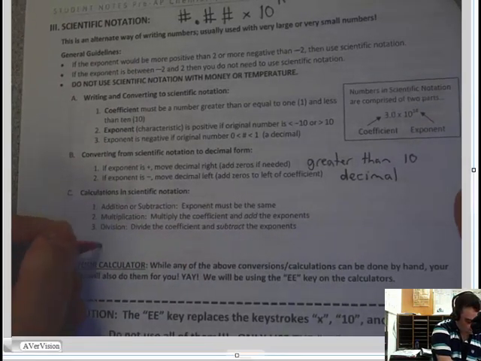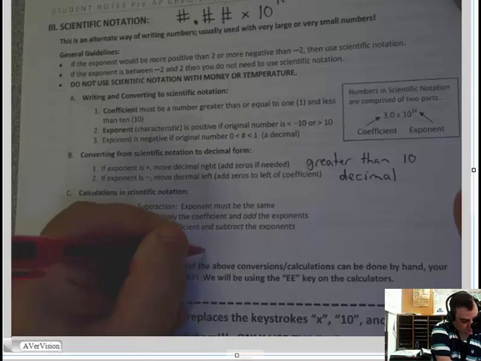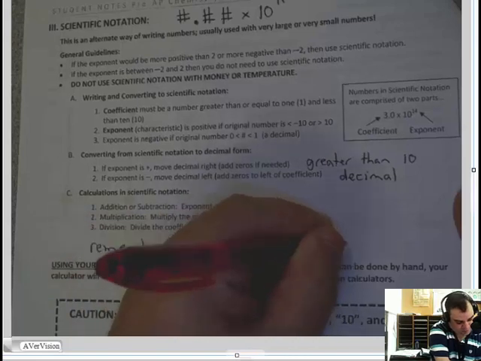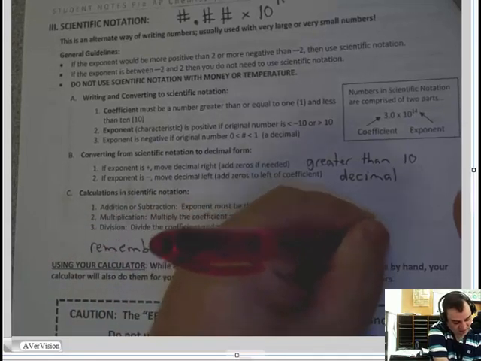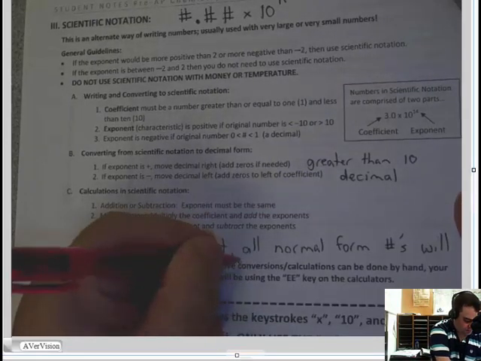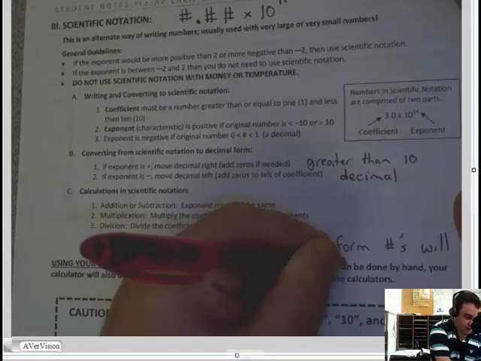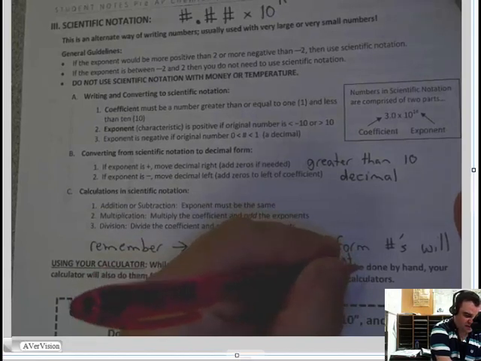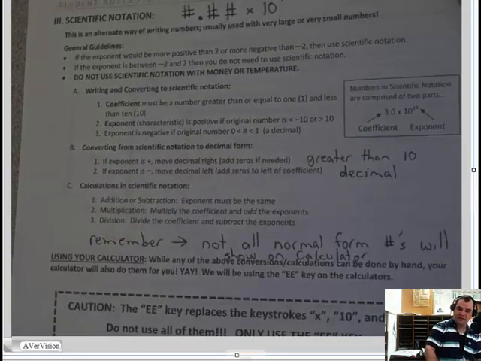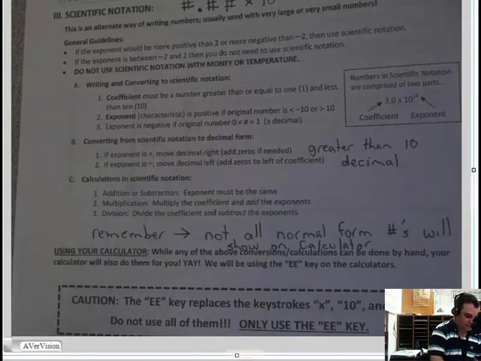Remember, not all normal form numbers will show up on the calculator. What do I mean by that? If you have like 6 times 10 to a large power, there's only so many spaces on the calculator that the calculator can display. So if you're going from scientific to decimal form, it might not show the decimal form.